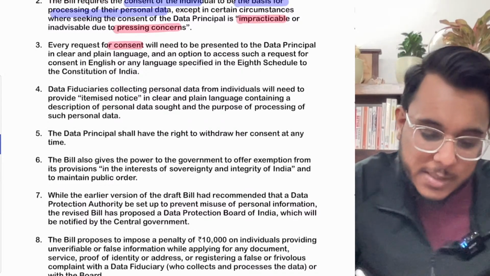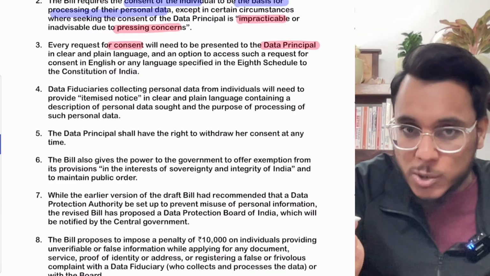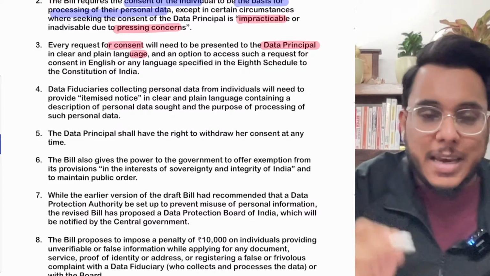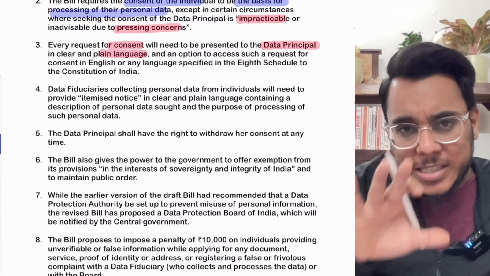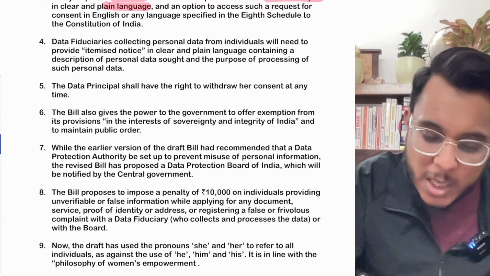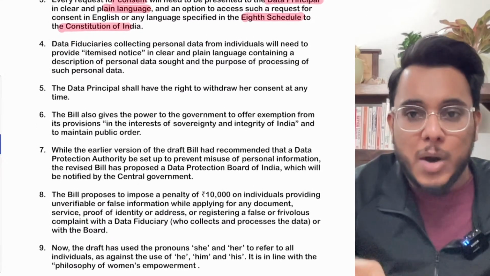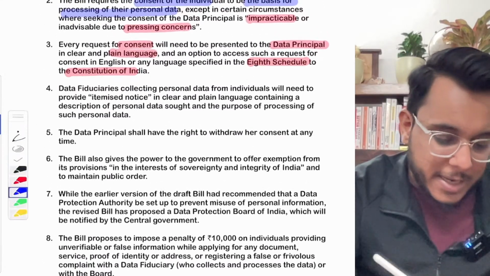So all these requests for consent are to be presented to the data principals, the people or entities who own the data, in plain language. It should not be technical, jargon-ridden language. Plain language is to be provided. And any language written into the 8th Schedule of the Constitution of India can be used to ask for the consent, not only English.